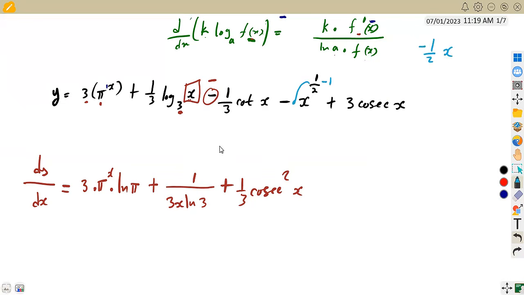We subtract 1 on our exponent. So it's a half minus a 1, which is a minus half. So what are you going to do? You can simplify further. Remember, x is raised to the exponent of negative half.